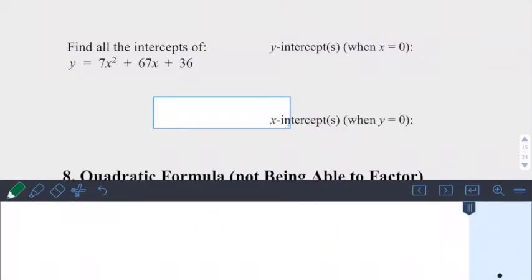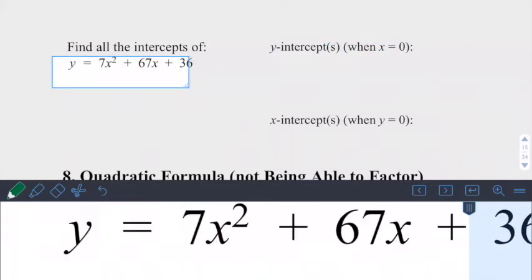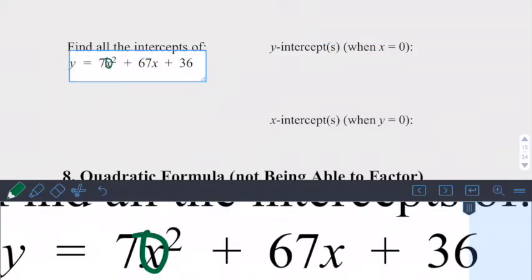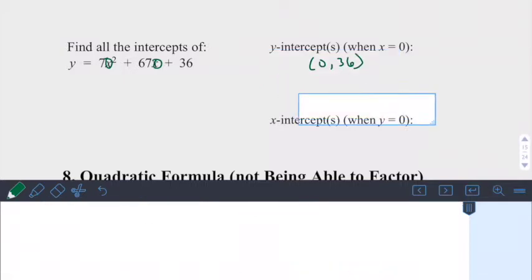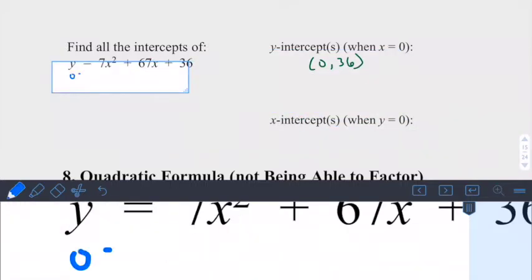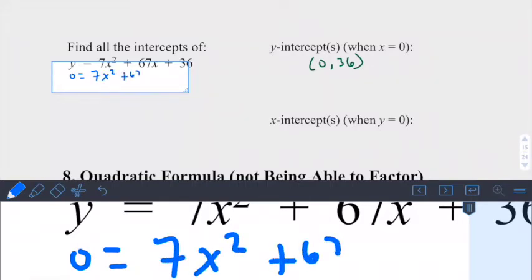Same thing, if I plug in 0 for x on my whole equation, this becomes 0, right? 0 squared times 7 is 0. 67 times 0 is 0. And then I just have 36. So 0, 36. If I make y equal to 0, I get 0 equals 7x squared plus 67x plus 36.